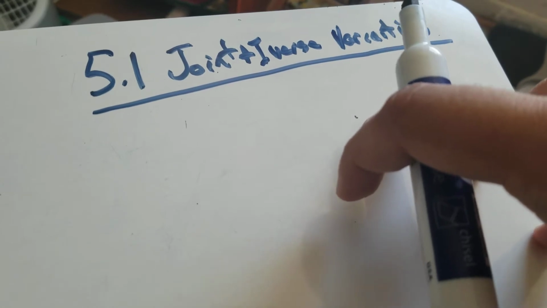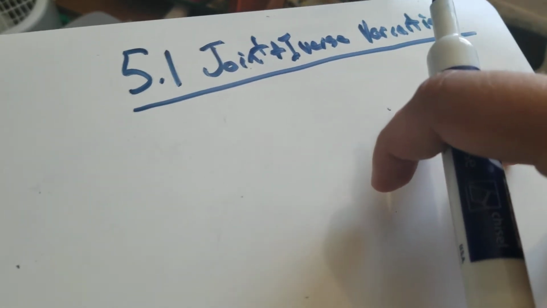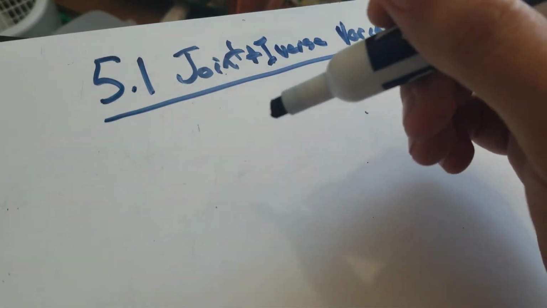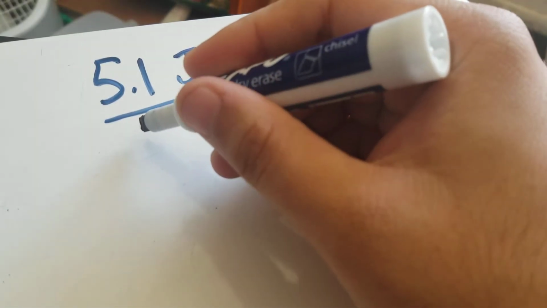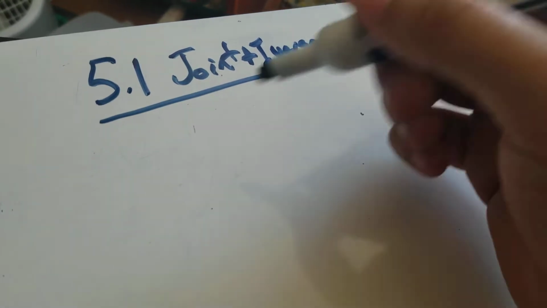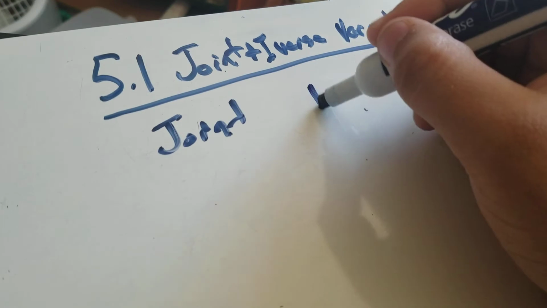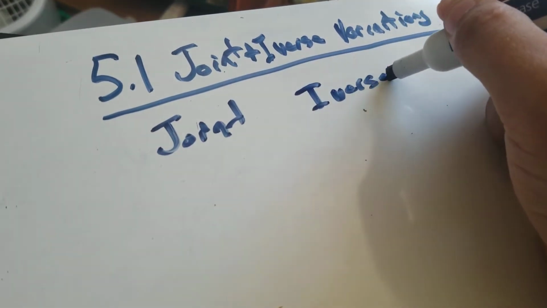5.1 joint and inverse variation. So what does that mean? What does that do? What do we have to do? What we're going to do is talk about what they are first. So what is a joint variation? What is an inverse variation? And I'm going to give you an example of each.